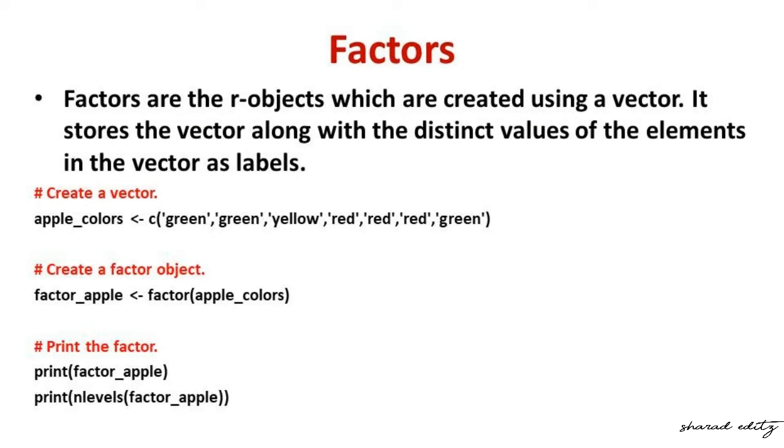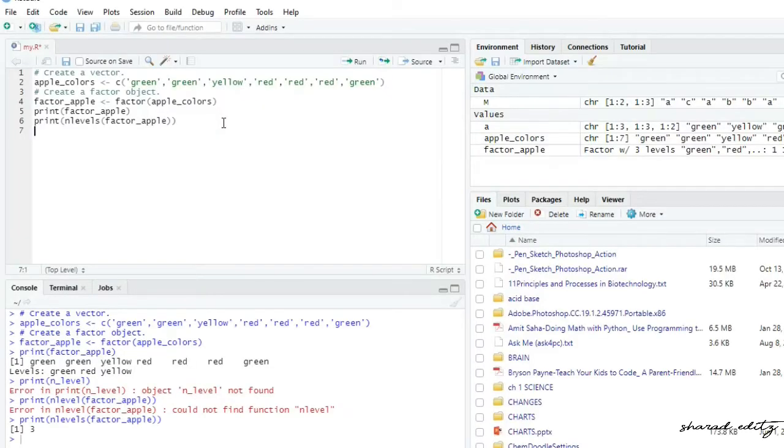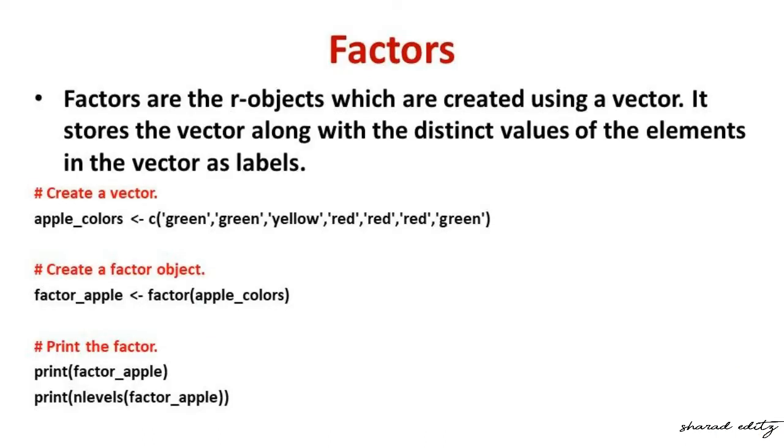So in this vector we have elements green, yellow, red. Now we will create our factor objects. Next we will print the factor. So in the output we will get green, green, yellow, red, red, green. And in the levels we will get green, red and yellow. The number of levels is equal to 3.